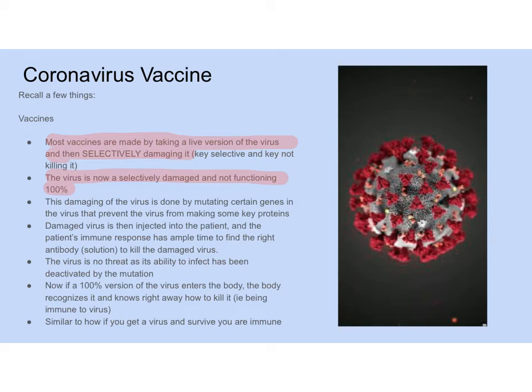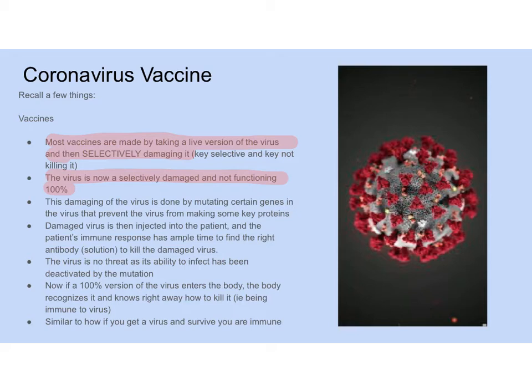of its abilities. Okay? Now, this damaging of the virus is done by how they do that is they go through and they mutate certain genes in the virus that prevents the virus from making some key proteins. And without those key proteins, so what they're going through is they're kind of going through and trying to get rid of some of these instructions. All right, so damaged virus is then injected into the patient, and you then take this virus that's functioning at, say, 40% or 30%, you inject this into the patient.